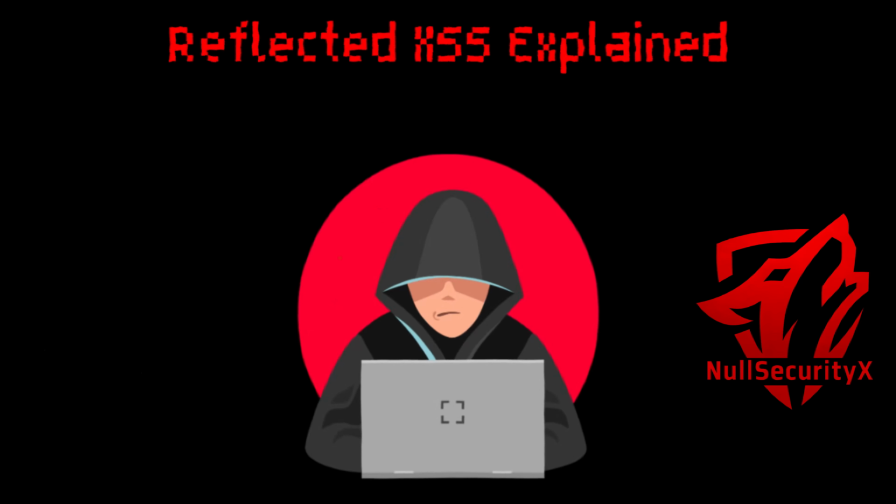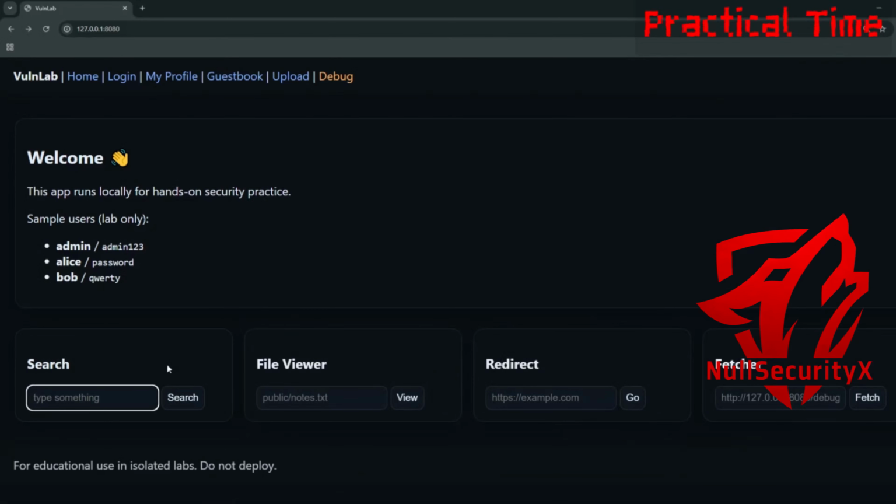Alright, now let's understand the reflected XSS vulnerability. Reflected XSS happens when a web application takes input from the user and immediately reflects it in the HTML response without any proper validation. The browser then takes that input as code instead of text. Let's see a practical demonstration.